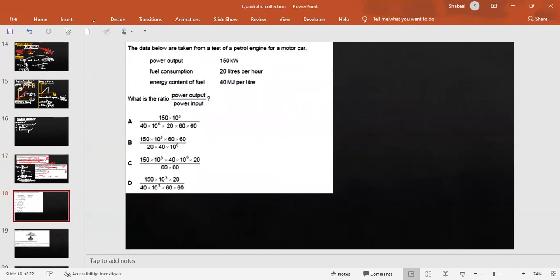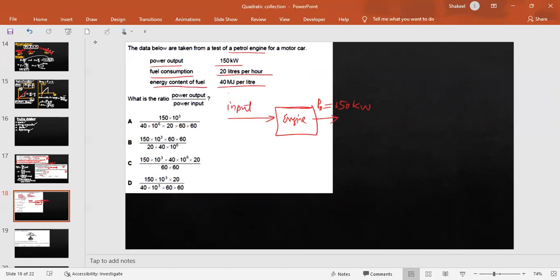Okay, let's look at the next question. The data below are taken from a test of a petrol engine for a motor car. Power output of the engine is 150 kilowatts. Let's say this is the engine and the output is 150 kilowatt. The fuel consumption is 20 liters per hour. Oh, we're talking about input. And the energy content of fuel is 40 megajoule per liter.